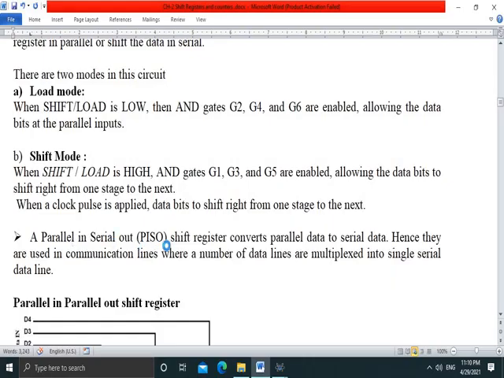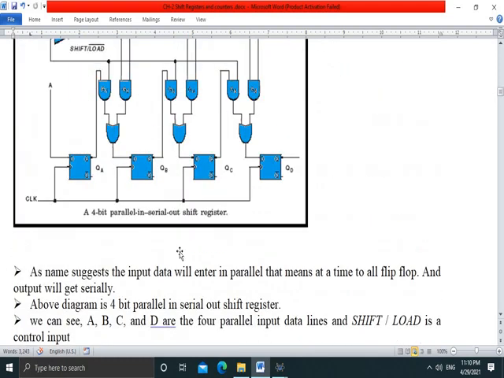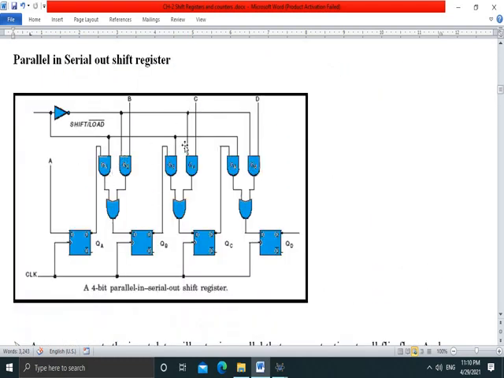A parallel in serial out shift register converts parallel data to serial. Hence, these are used in communication lines where a number of data lines are multiplexed into a single serial data line. If you have parallel data and you want to convert it into serial, because serial data is transmitted over very long distances, then for parallel to serial conversion we use a parallel in serial out shift register.